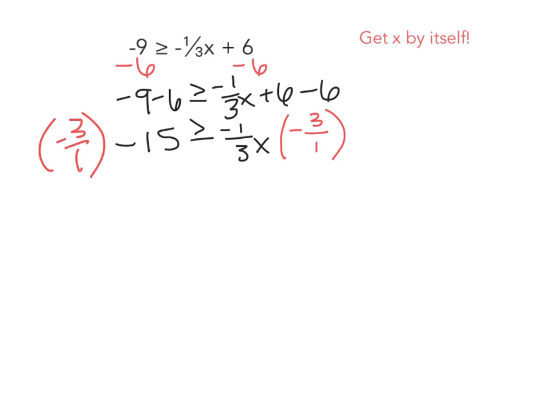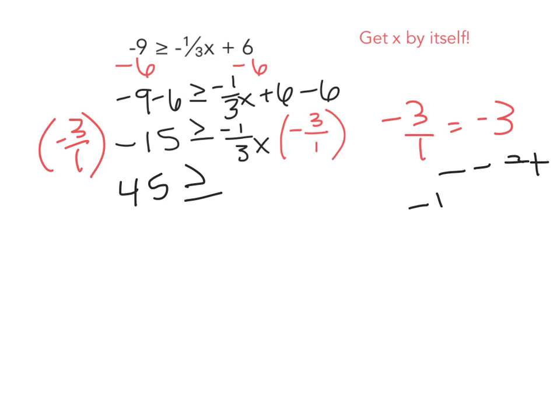Now, negative 3/1 is the same as negative 3, right? So negative 3 times negative 15 is, there you go, positive 45, because two negatives make a positive. Now we have 45 is greater than or equal to negative 1/3 times negative 3/1. So let's see what happens when you multiply these two.